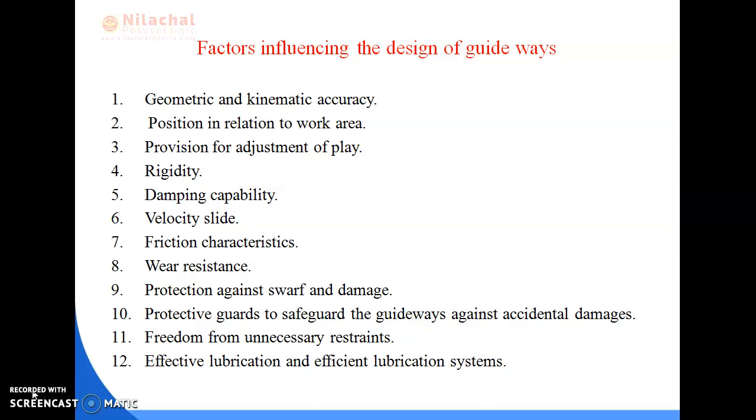Rigidity means it should be rigid, able to absorb all the loads and vibration during the working. Then it should have damping capability, velocity slide, friction characteristic, wear resistance, protection against swarf and damage, protective guards to safeguard the guideways against accidental damage, freedom from unnecessary restraints, effective lubrication and an efficient lubrication system.